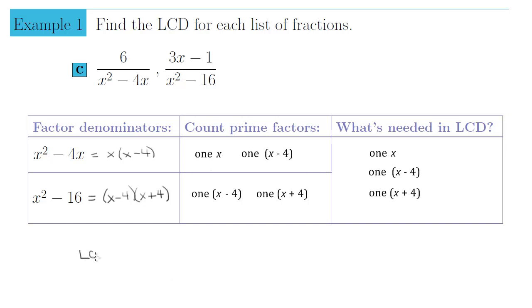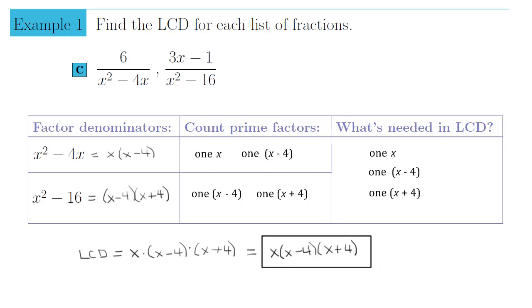This means that our LCD is simply a product of those factors. One x times one x minus 4 times one x plus 4. In other words, that simply gives us x times x minus 4 times x plus 4. That's our LCD for x squared minus 4x and x squared minus 16.